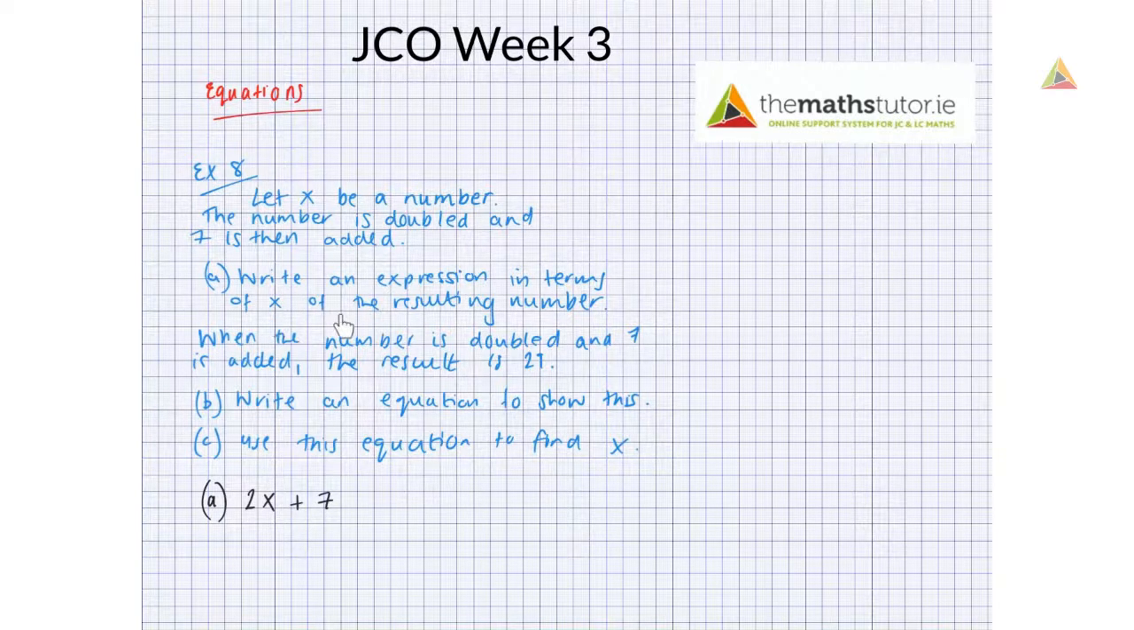Write an expression in terms of x of the resulting number. So let x be a number. So I wrote down x first. Then it says the number is doubled, so that's going to be 2 times x. And then it says that 7 is added, so you're going to add 7. So that's the answer to part A.